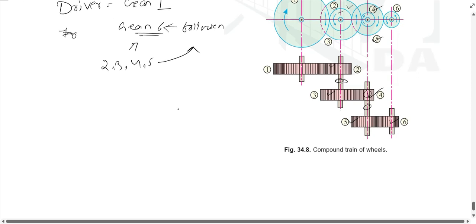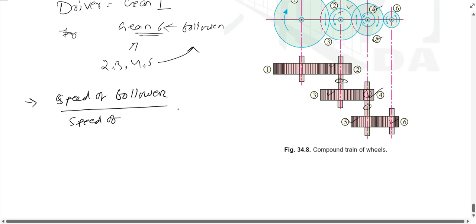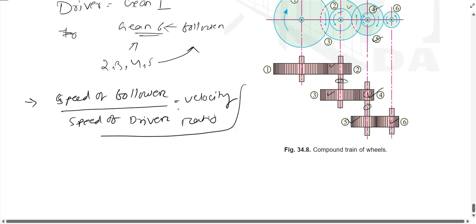So we know the definition of velocity ratio for a gear train. It's a ratio of speed of follower to speed of driver. This is nothing but velocity ratio for a gear train.